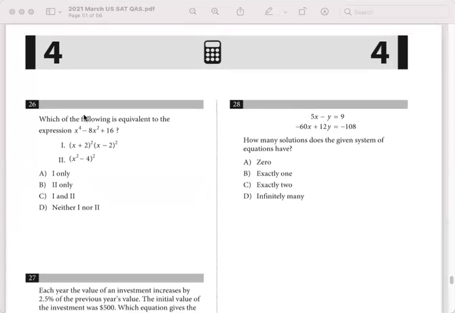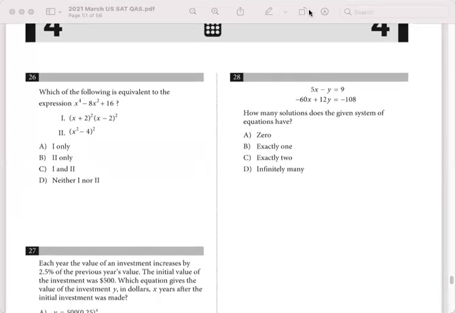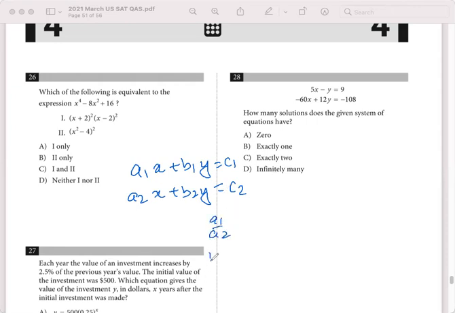Okay, let's go to 28. So this is a system of simultaneous linear equations. Let's try and find how many solutions. Okay, so if you have a system of simultaneous linear equations of this form, a1x plus b1y is c1 and a2x plus b2y is c2, then the thing that will tell me the number of solutions is the ratios a1 by a2, b1 by b2, and c1 by c2. So let me find those first.